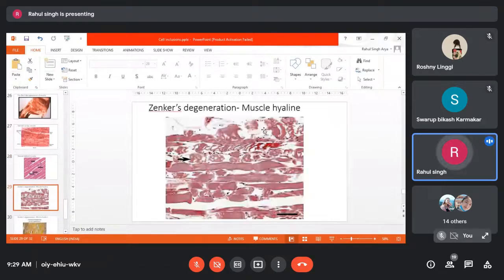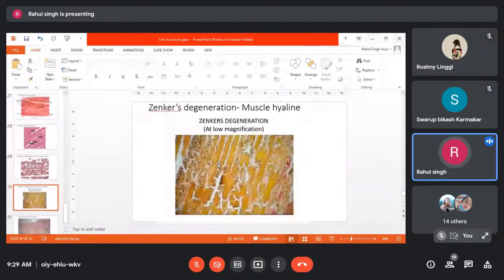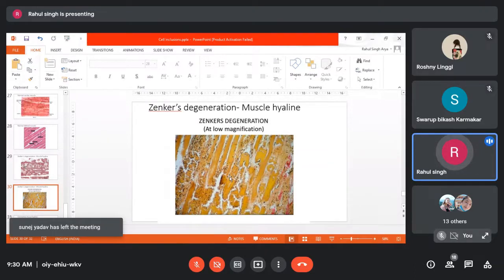And this is Zenker's degeneration, muscle hyaline. You find nothing here. The muscles have turned into a hyaline structure with no cross striations, no intercalated disc, nothing. It is Zenker's degeneration of the muscles. This is another example, muscle hyaline, with another stain. You can see that all cross striations are lost. Only a homogeneous pale structure is found instead of the normal muscle.